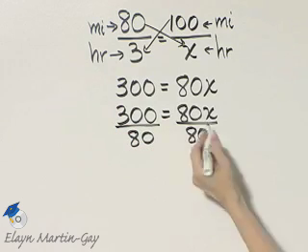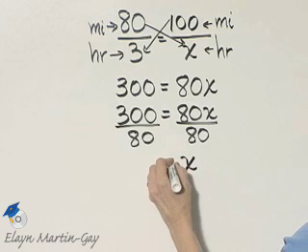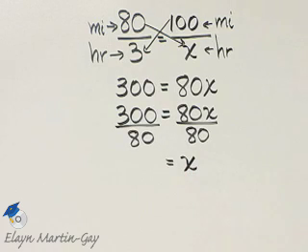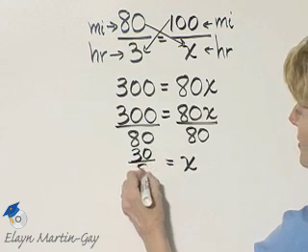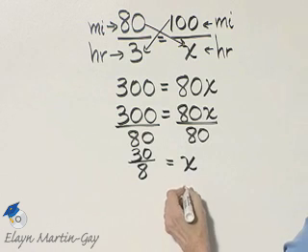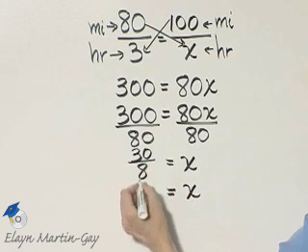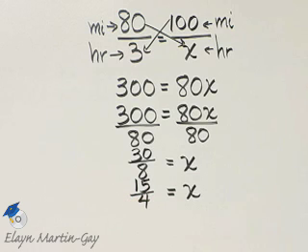On the right side, I have 80 over 80, which is 1 times x, or simply x. The left side, I know the numerator and denominator at least have a common factor of 10, so I can write it at least partially simplified as 30 over 8. And then there's also another common factor of what? There's another common factor here of 2. 30 divided by 2 is 15, and 8 divided by 2 is 4.